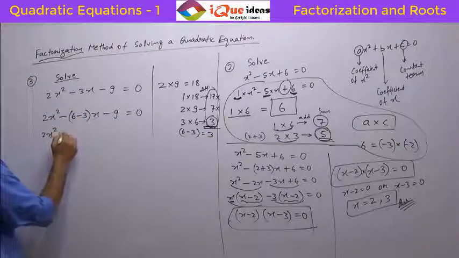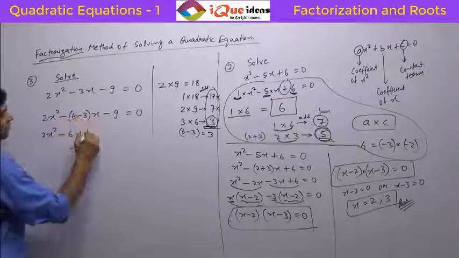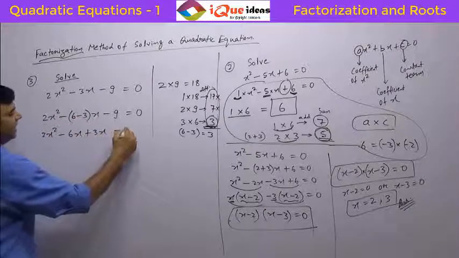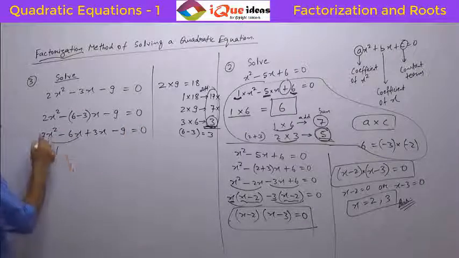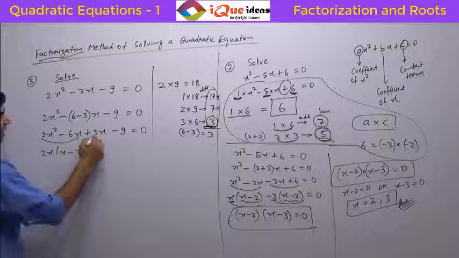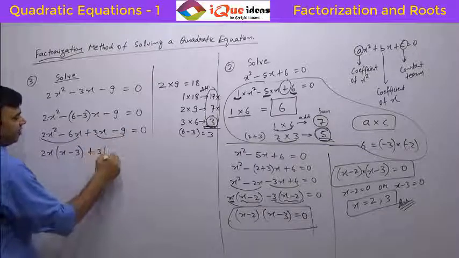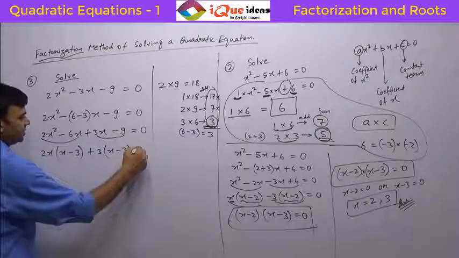Now open the bracket, it will be 2x squared minus 6x plus 3x minus 9 equal to 0. From these two, you can take out 2x common, you will get x minus 3. And from these two, you can take 3 common, you will get x minus 3 again. It is equal to 0.